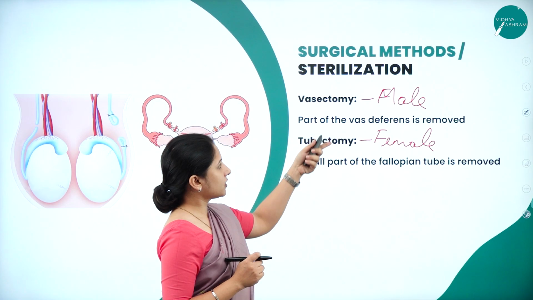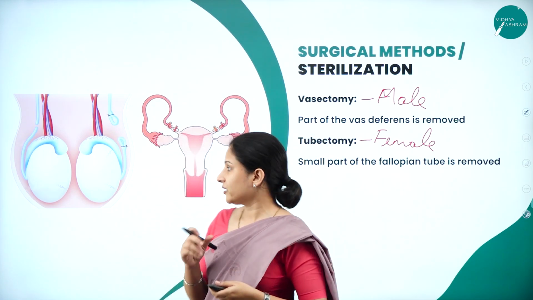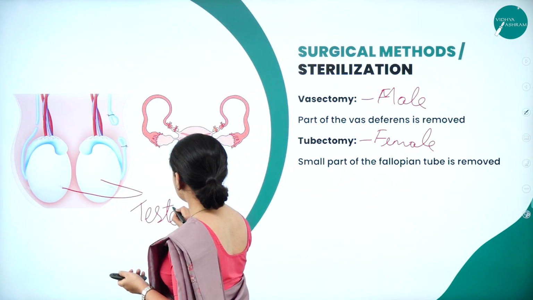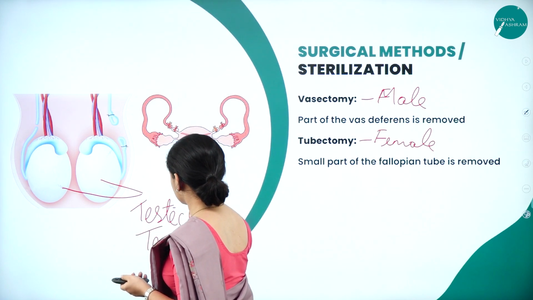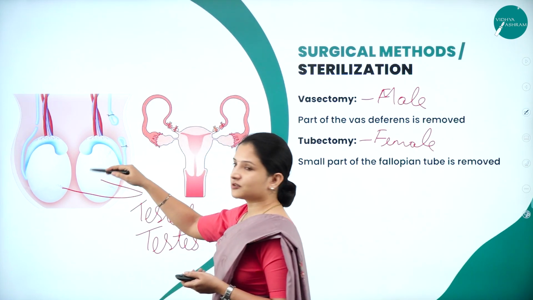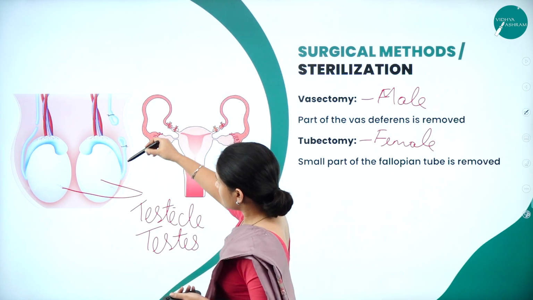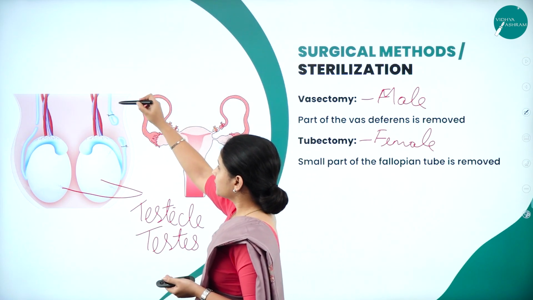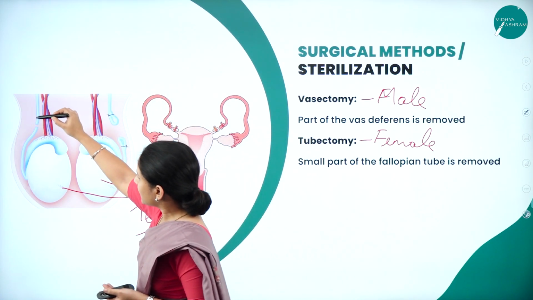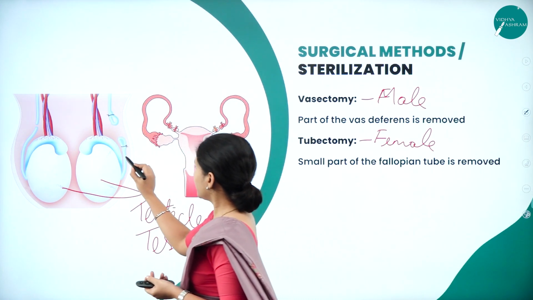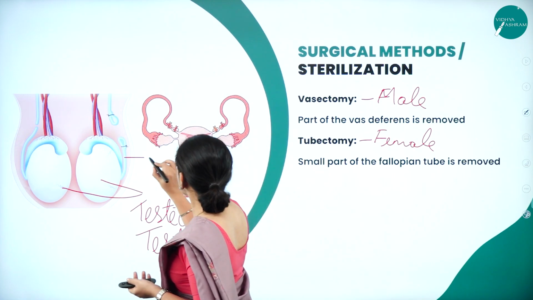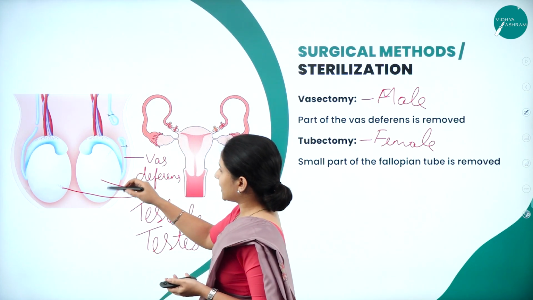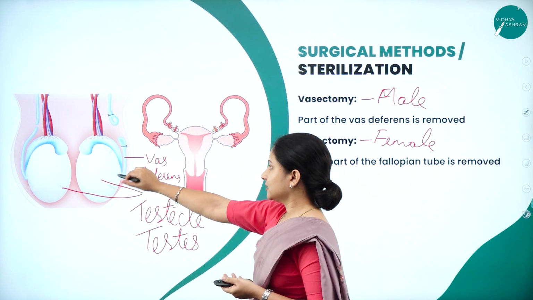So in vasectomy, what is done is a part of the vas deferens will be removed. You know, these are the testicles or the testis. It is in the testis that the sperms are produced. There is a connection from the testis to the penis, and here they will break this connectivity; they will cut it. This is nothing but the vas deferens. So this tube that forms the connectivity between the penis and the testis is cut.